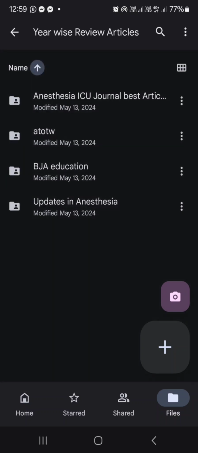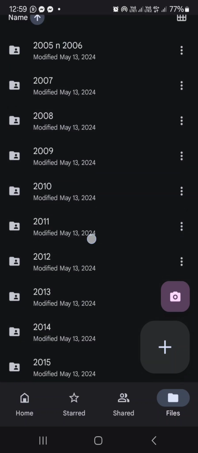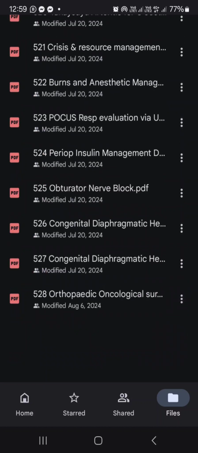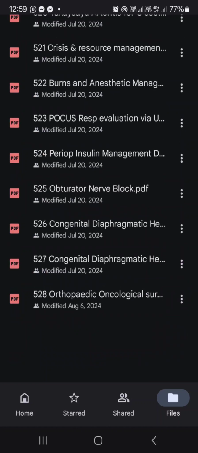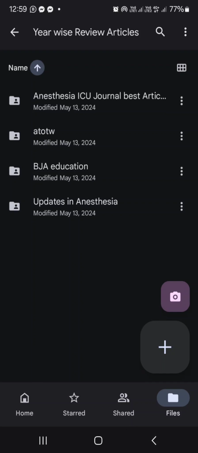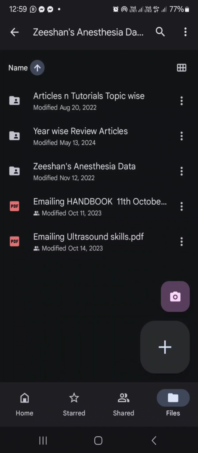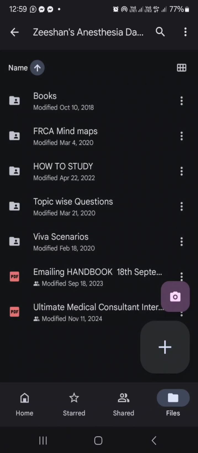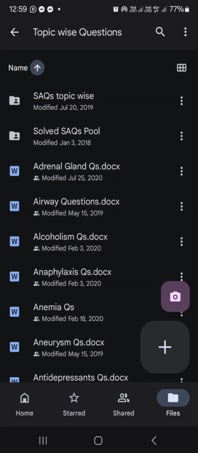Here I have arranged these four sources year wise. For example, Anesthesia Tutorial of the Week all the way from 2005 up to 2024, and maybe some more articles have come which I have not uploaded. I keep them updated. Updates in Anesthesia and BJA Education you will find here. After that, you will open here and you will find a few things. Here I have arranged topics; not all the topics are made, but you can get a feel of a number of topics, of what you need to know.